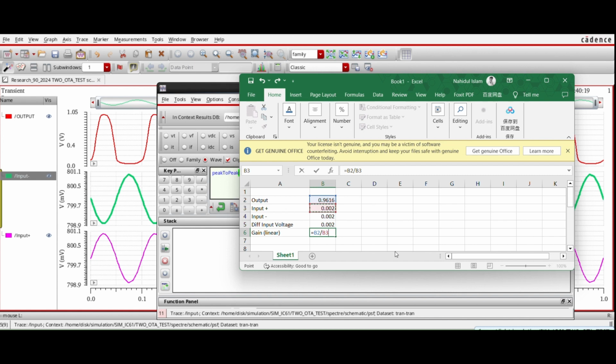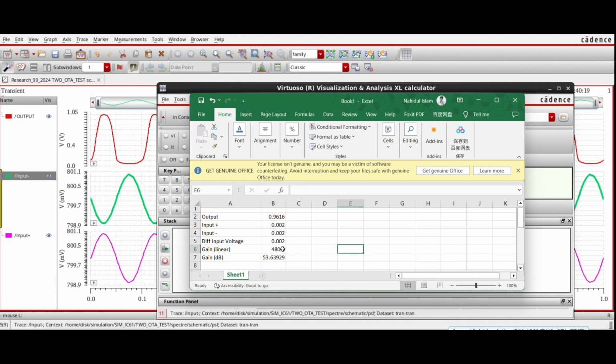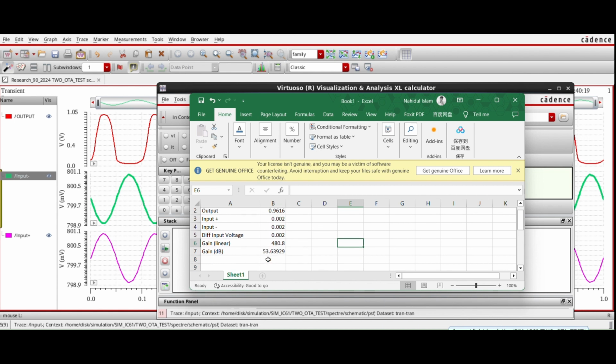Output by input. This is a linear scale, and if you are interested in a dB scale, then you have to set 20 times log, the log function with base 10. Yeah, this is 53. As you remember, we got the gain in the AC response, which is basically 53 dB.